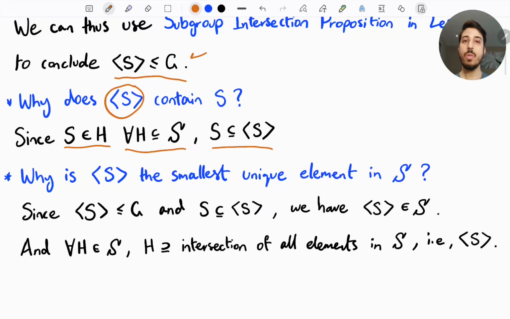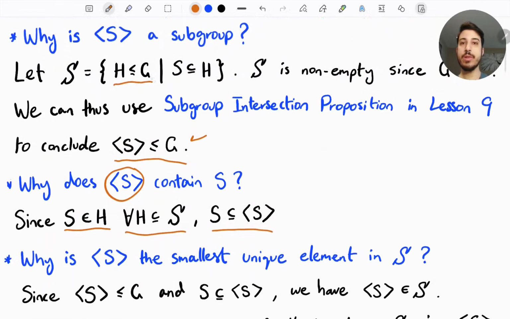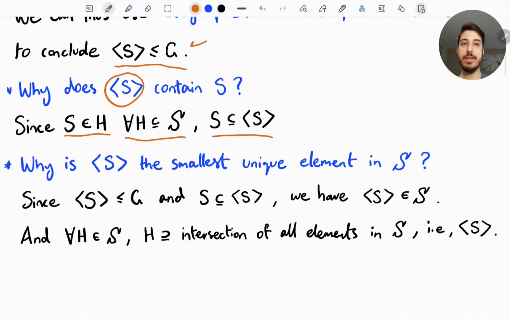And lastly, why is the subgroup generated by S the smallest unique element in squiggly S? Well, we want to show first that it is an element of squiggly S. But what does qualify as an element? It has to be a subgroup of G and it has to contain S. But both of these are already met. It is a subgroup by the first part. It contains S by the second part. So we have that it is a member of squiggly S.